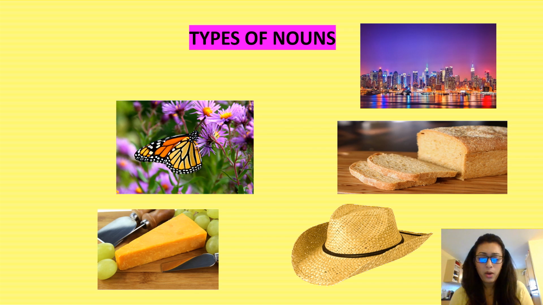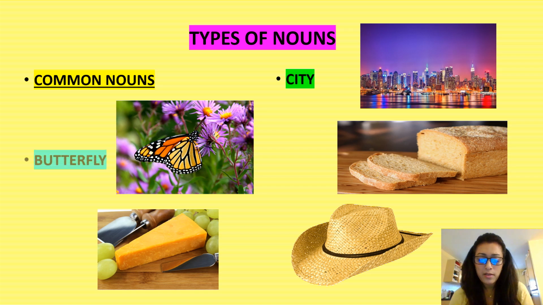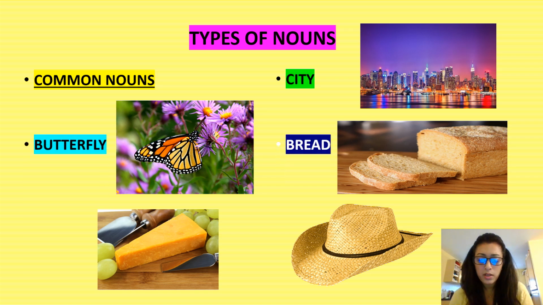Now, types of noun. The first type of noun is a common noun. A common noun refers to people, places, things, or ideas in general terms. Words like butterfly, city, bread, cheese, hat, they are all common nouns.